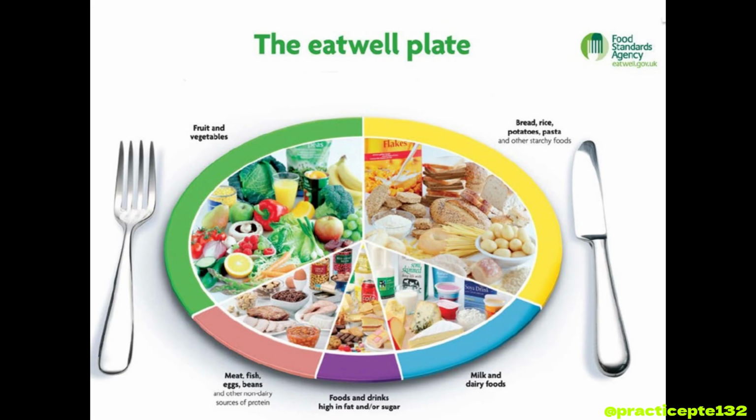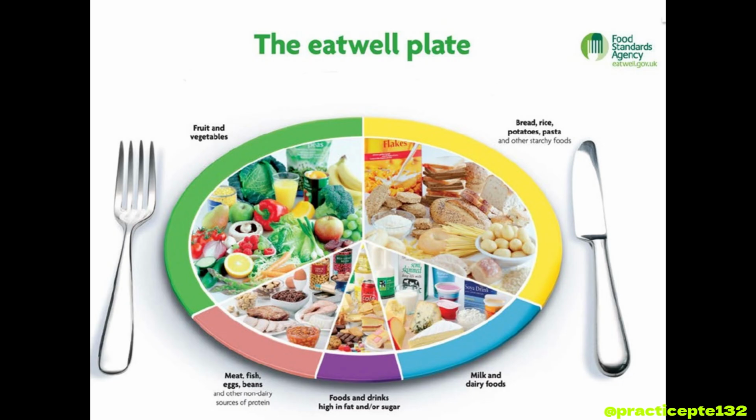The following picture gives information about the proportion of the Eat Well plate. The items include fruit and vegetables, bread and rice, food, drinks and so on. According to this picture, the proportion of fruit and vegetables is around 35%, and that of milk and dairy food is lower, which is around 18%.